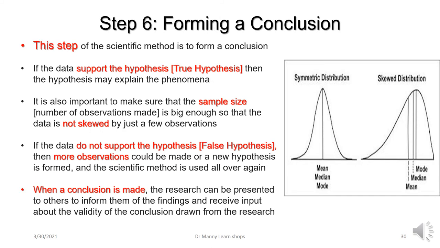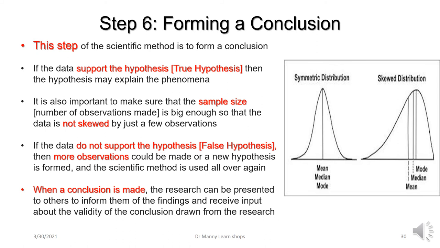Step 6 is formulating a conclusion. And this step is supposed to support the hypothesis, which is called the true hypothesis, which may explain the phenomena. It's also important to make sure that the sample size, the number of observations made, is big enough so the data isn't skewed.